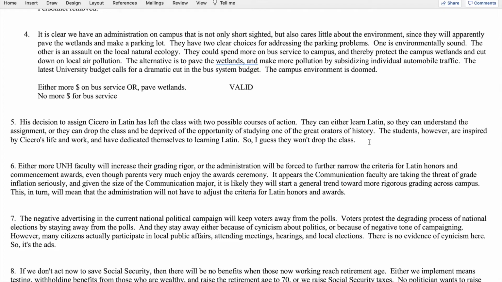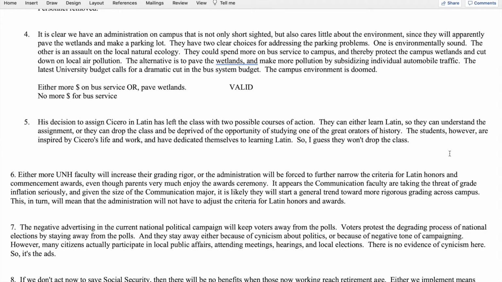So here in the natural language argument, we have a clear conclusion signaled by the argument indicator so. The students won't drop the class, that's the conclusion, but we'll set that aside. We're going to look for the disjunctive statement, and here it is signaled by either up here. Either they learn Latin so they can understand the assignment, or they drop the class.